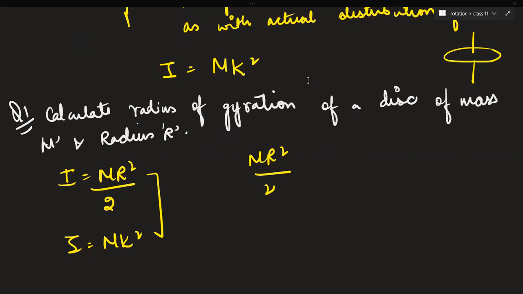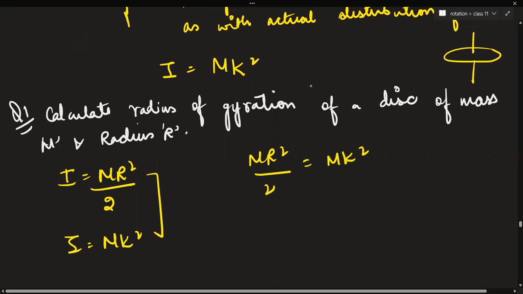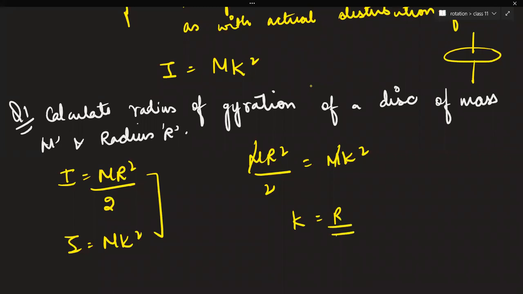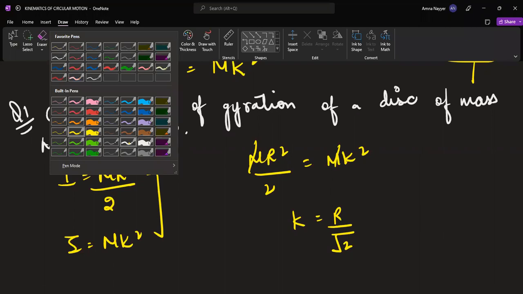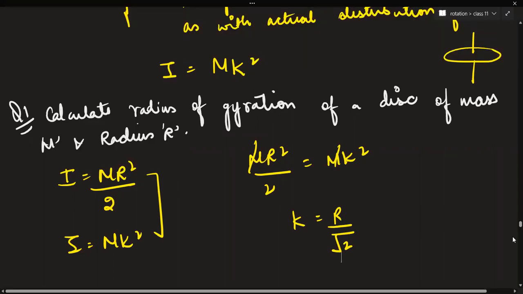Good, Tarif. You have found the answer, which is equal to mk square. So mass cancels. The radius of gyration comes out to be r divided by root 2. Now this you can take for any figure if you want. Let's do one more question.